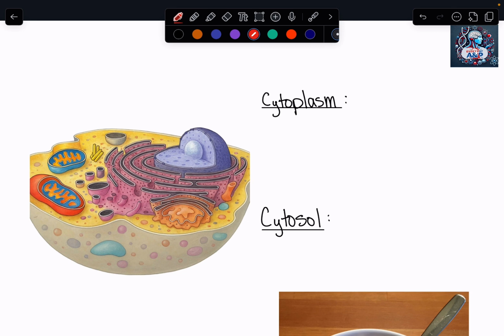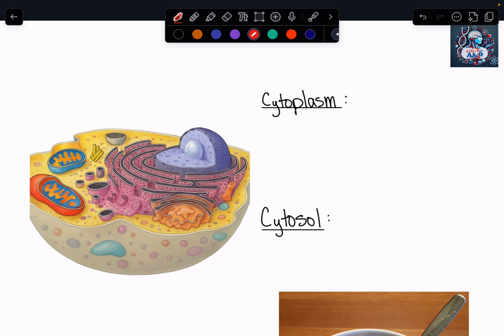Today we are going to be covering the distinction between cytoplasm and cytosol. Now many times students are going to confuse these two terms and might take one for the other. So we just wanted to quickly clarify the two terms and how we can distinguish them.